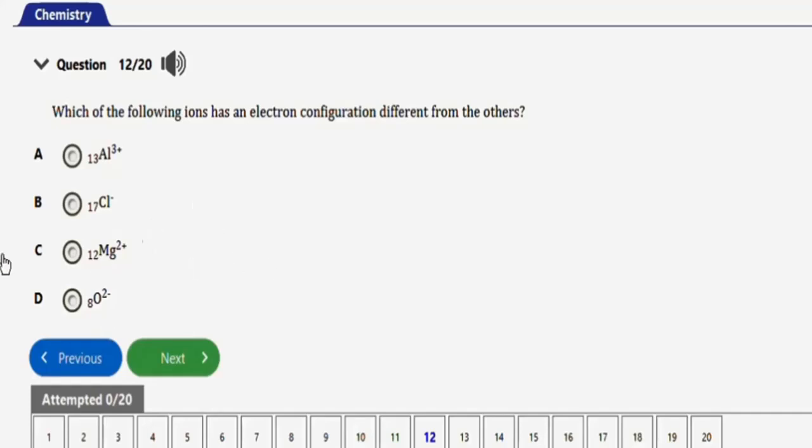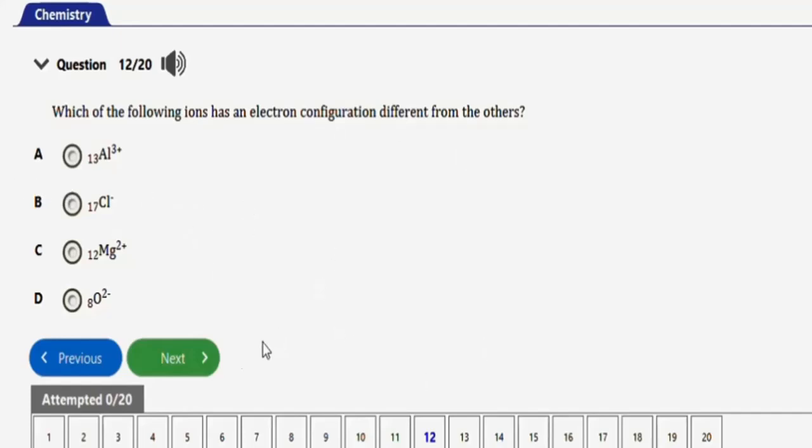So the exception here is option B, the chlorine charged atom. Okay, this one is forming argon, not neon. Only chlorine is forming argon. Alright, so it's a different one. Which of the following ions has an electron configuration different from the other? So it's the chlorine charged atom here.